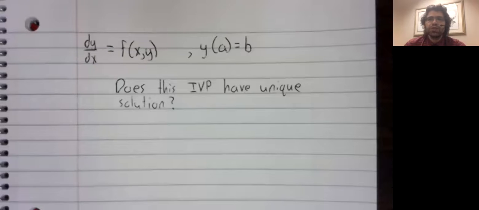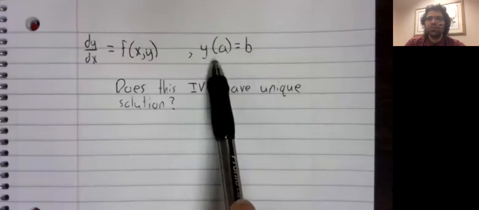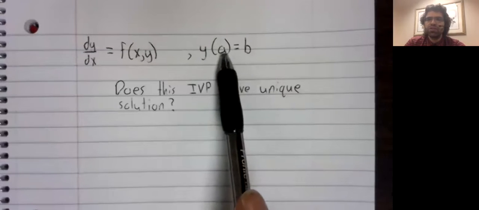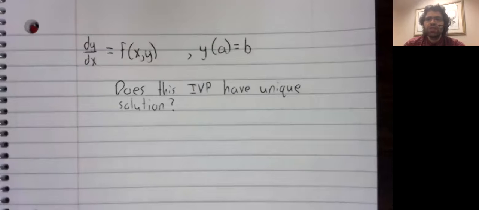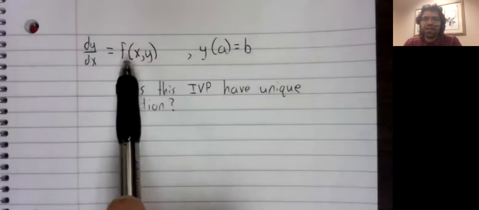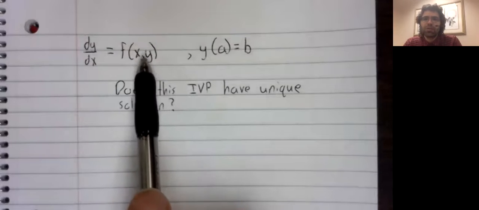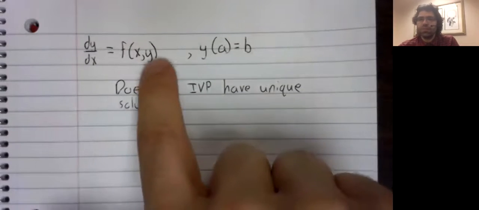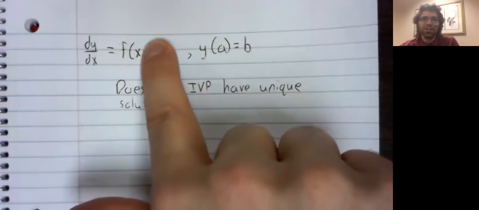When we were doing integration, we saw the initial value allowed us to solve for the constant and get a unique solution. This is something we'd like to have in general, even if this is not something we can solve using integration. Remember, to use integration, we'd need this second variable not to be there.